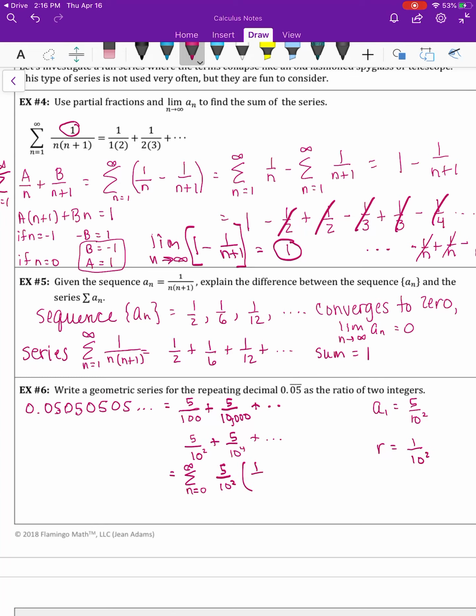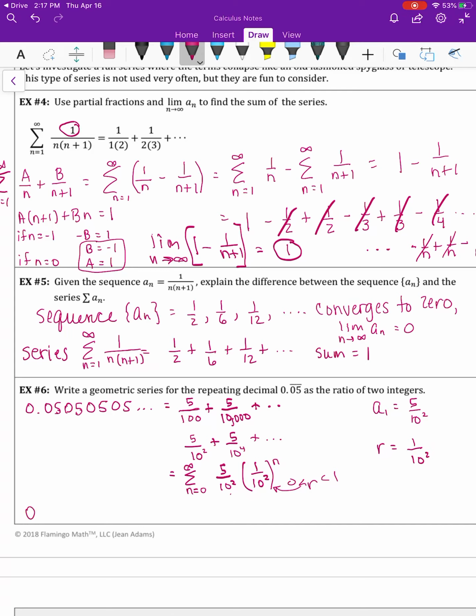So if you wanted to, you could think of this as the summation from n equals 0 to infinity of 5 over 10 to the 2nd times 1 over 10 to the 2nd taken to the nth power. So if I started at 0, that would give me my first term, 5 over 10 to the 2. And then my second term, my n would be 1. So you see how sometimes we use n equals 1 to infinity, sometimes we use n equals 0 to infinity. We used n equals 0 on this one.